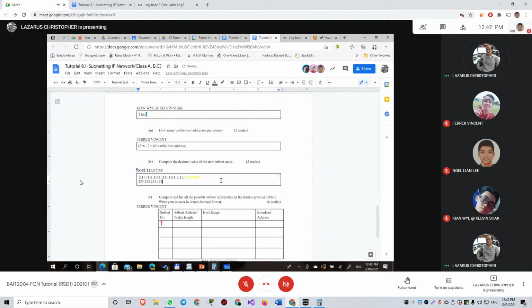Let me highlight. That part is the 192 part. Before you borrow, it is all 0. But once you borrow 2 bits, it becomes 1 1. So now it goes from 0 to 192. Okay?